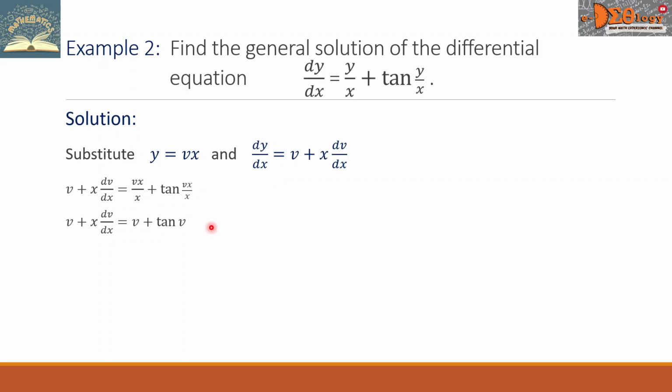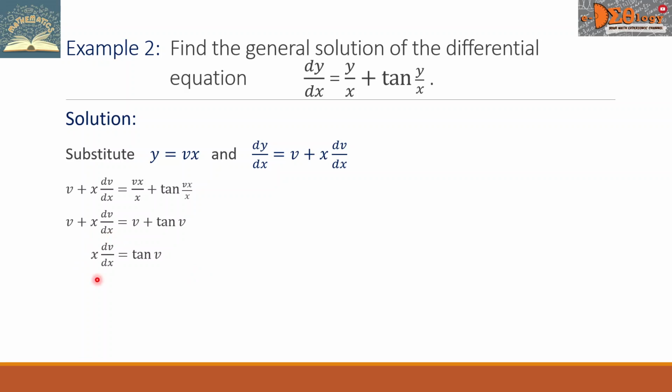In our new equation here, please observe we have a variable v from both sides. So this v here, if we transpose it to the right, it becomes negative v. That can cancel the v on the right. So we can simplify this equation into x times dv over dx equals tangent v.